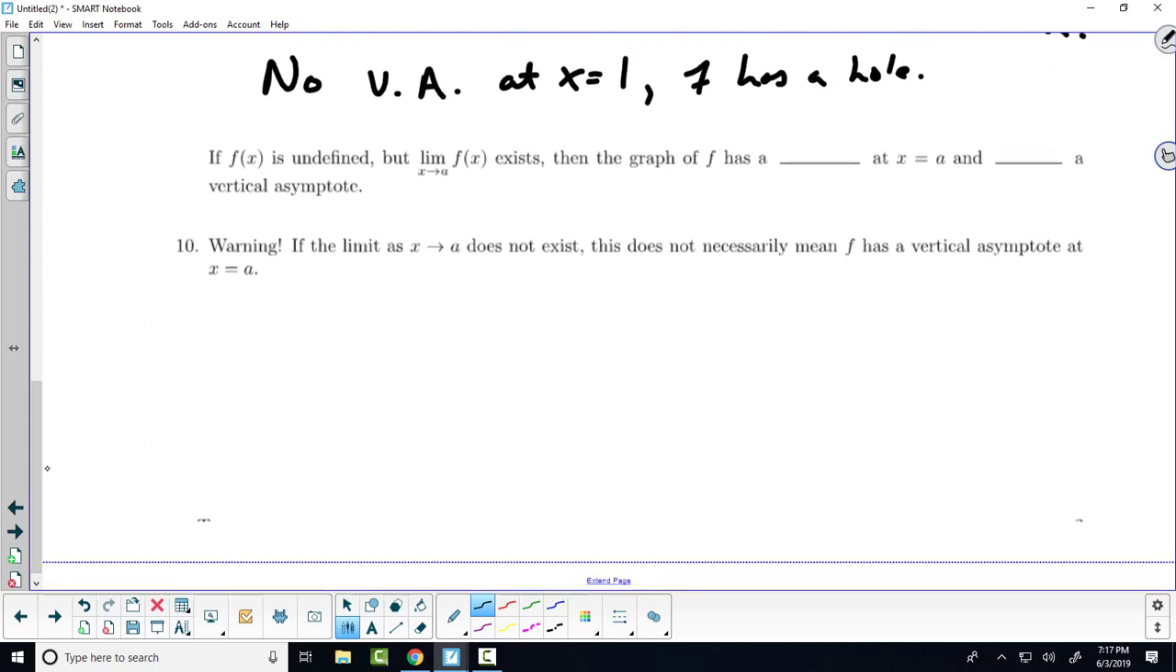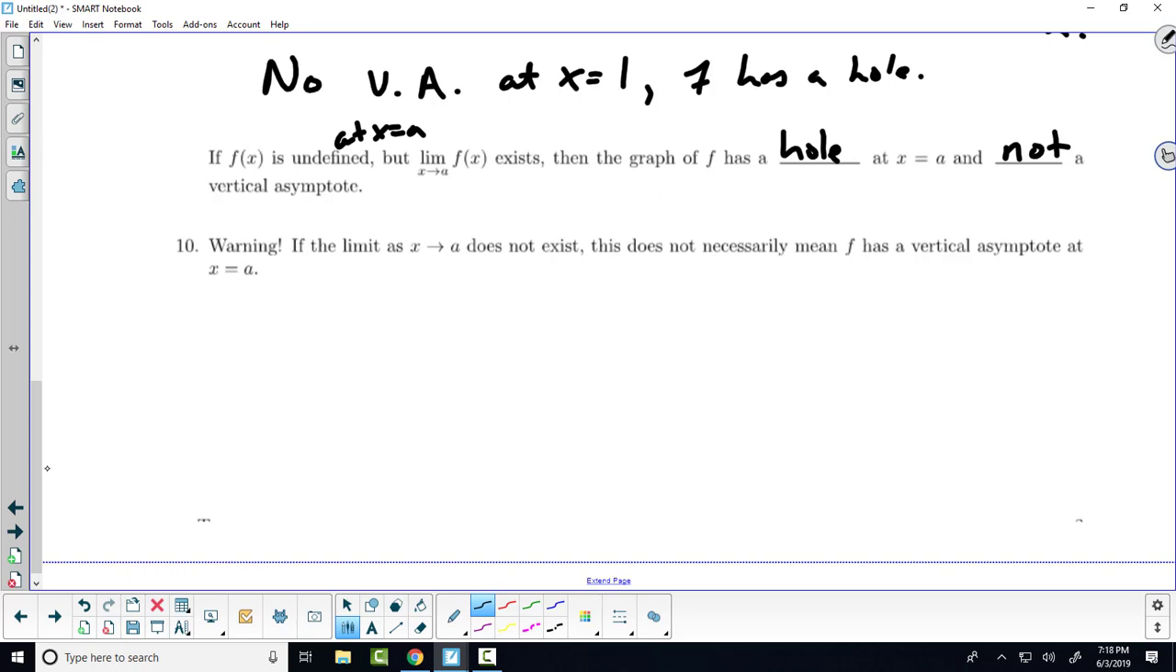If f is undefined at x equals a, but the limit as we approach a exists, then the graph of f has a hole at x equals a and not a vertical asymptote. That's the best generalization I can give you. Anything else would be a lie at some point. So if the function's not defined there, but the limit proper exists, then you've got a hole there.